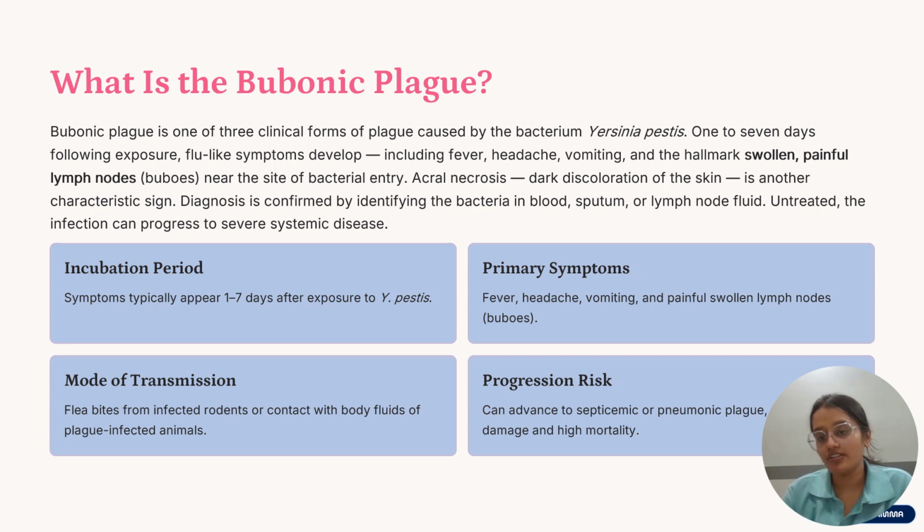Now the mode of transmission: flea bites from infected rodents and/or contact with the body fluids of plague-infected animals. Progression risk: it can advance to septicemic and pneumonic plague and organ damage, with high mortality.